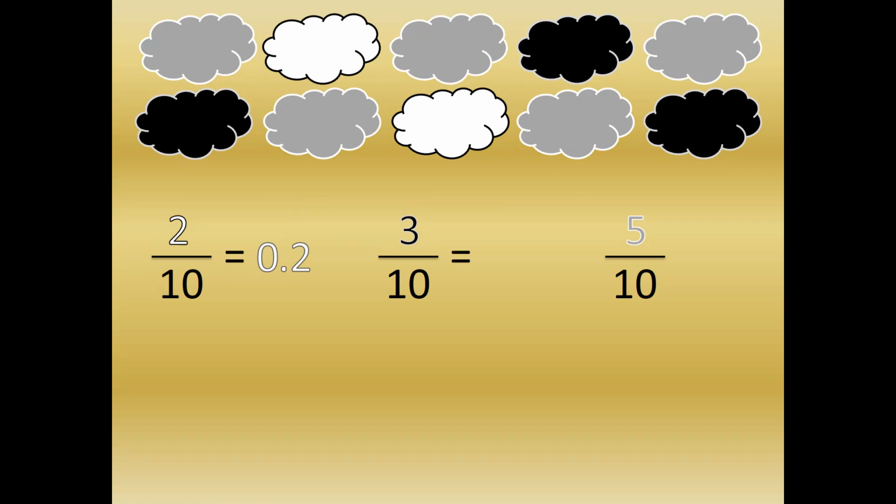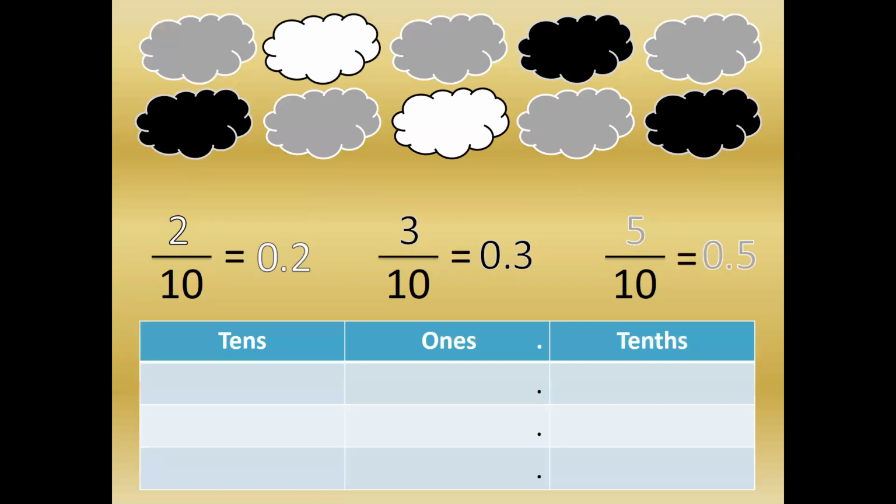Now what about for 3 over 10? So there's no wholes again, which means that there is a 0 in front of the decimal point. And then what would come after the decimal point? A 3. Now for our 5 tenths, for our clouds, what would that equal to? So we know that there's no whole parts, so that means there'd be a 0 and then the decimal point. And then what number would go after the decimal point? A 5, 0.5.